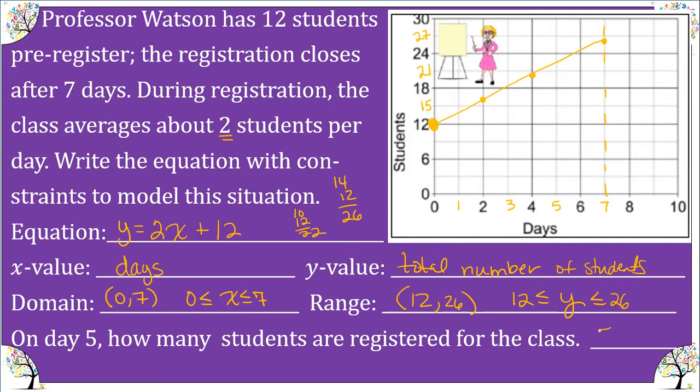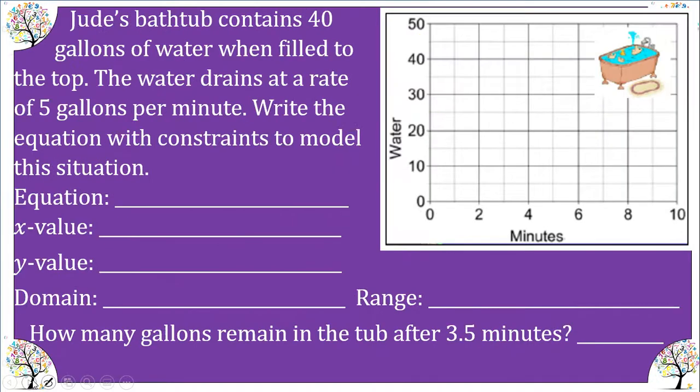So on day 5, we have 22 students. So I'm going to write that as an ordered pair, not an interval, an ordered pair.